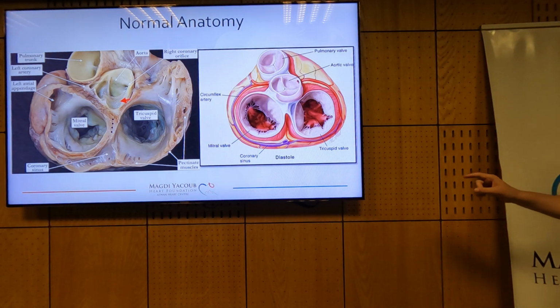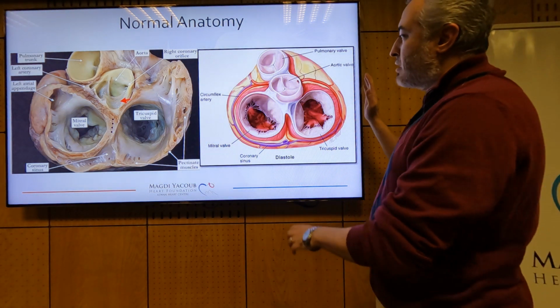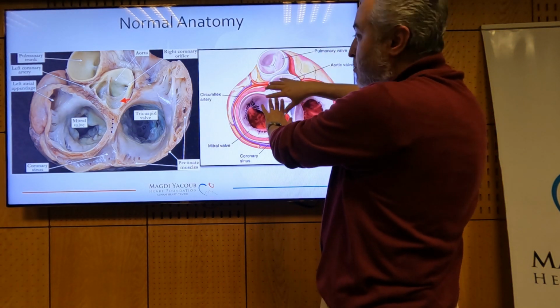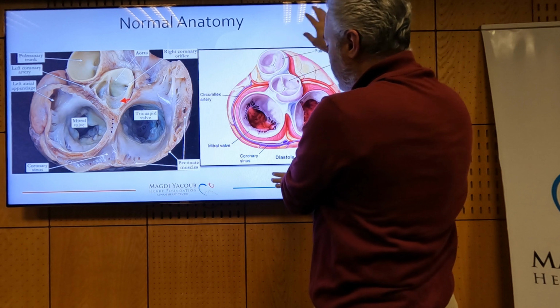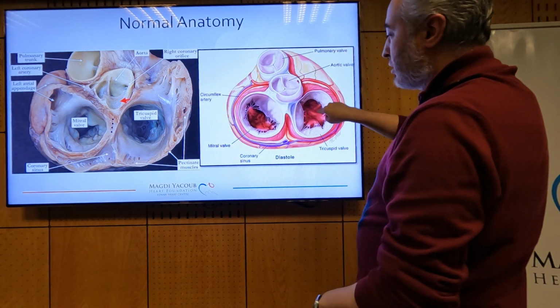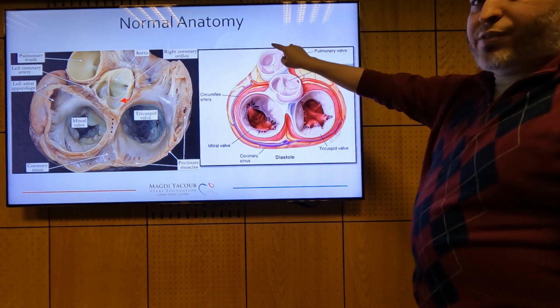So this is a cut section in the base of the heart, as if we're taking out the atria and great arteries and looking from above. So this is anterior, posterior, right and left. This is mitral valve, tricuspid valve, aortic valve, and pulmonary valve.